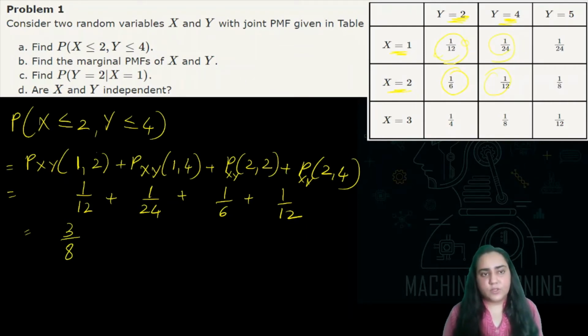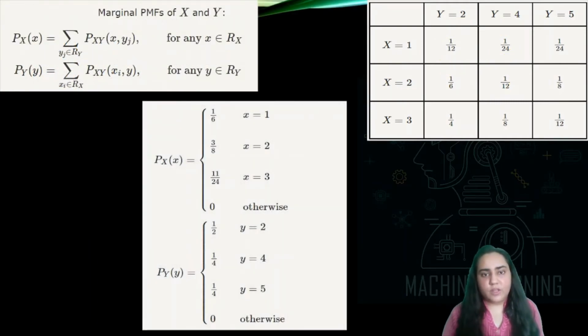Now for the next question, you have to find the marginal PMFs of x and y. How do we do that? We have a formula for that, which was given in one of my previous videos. It's okay if you haven't watched it because you can understand pretty much what the formula says. You are given a joint PMF, which is given here, the joint PMF of x and y. But what you want is an individual PMF of x and y. And you can find it in this manner.